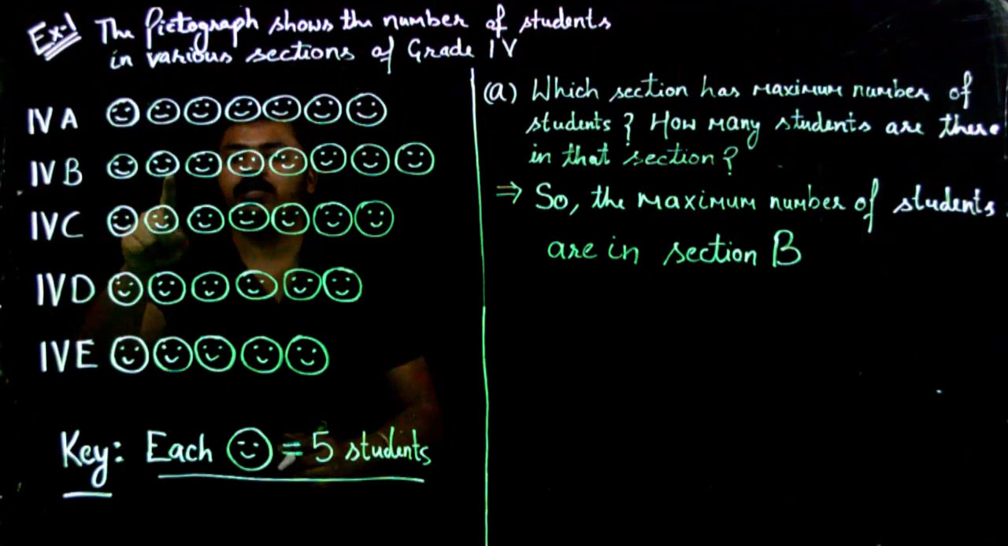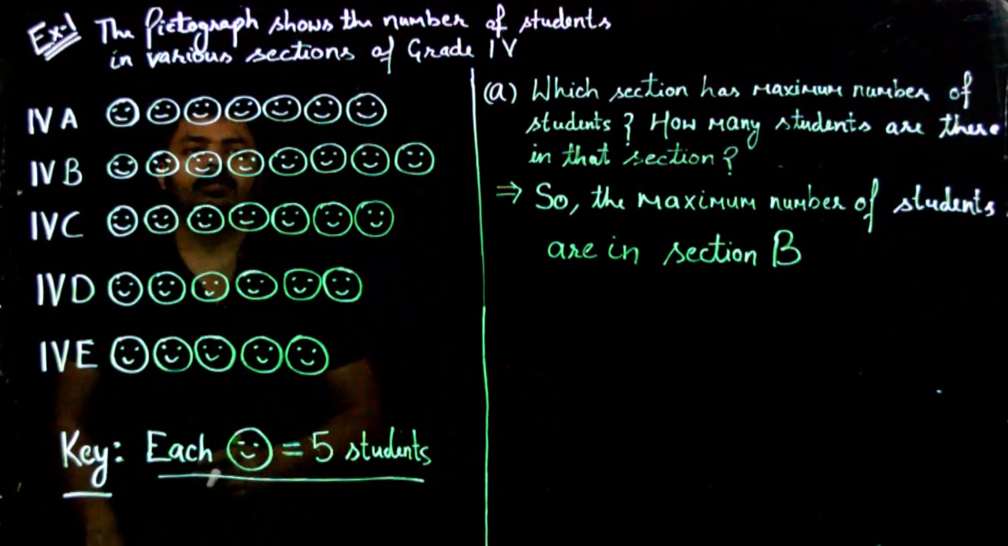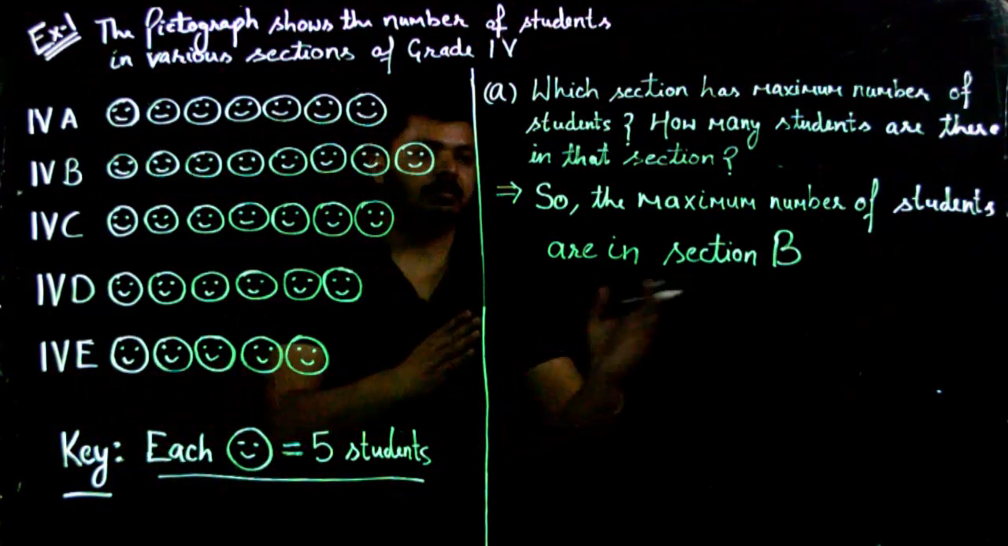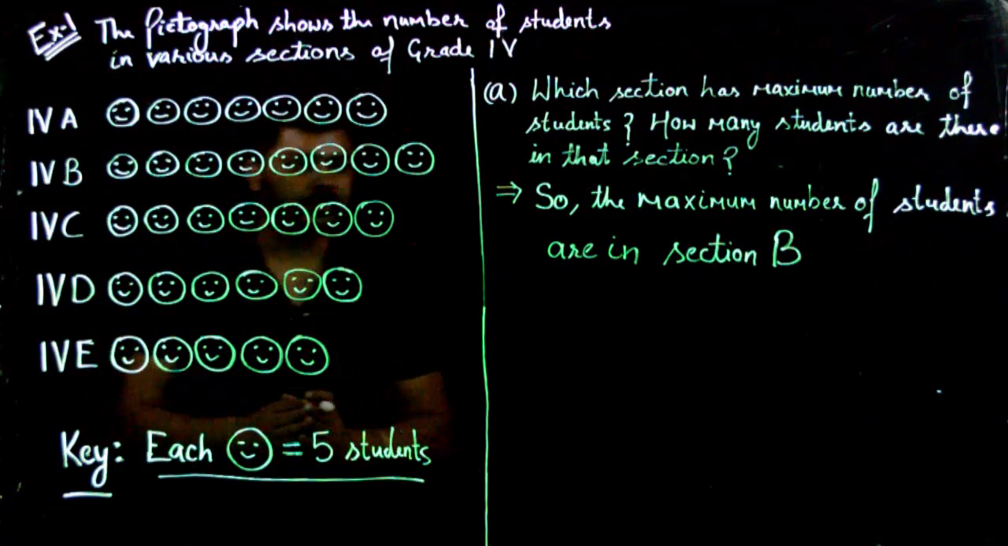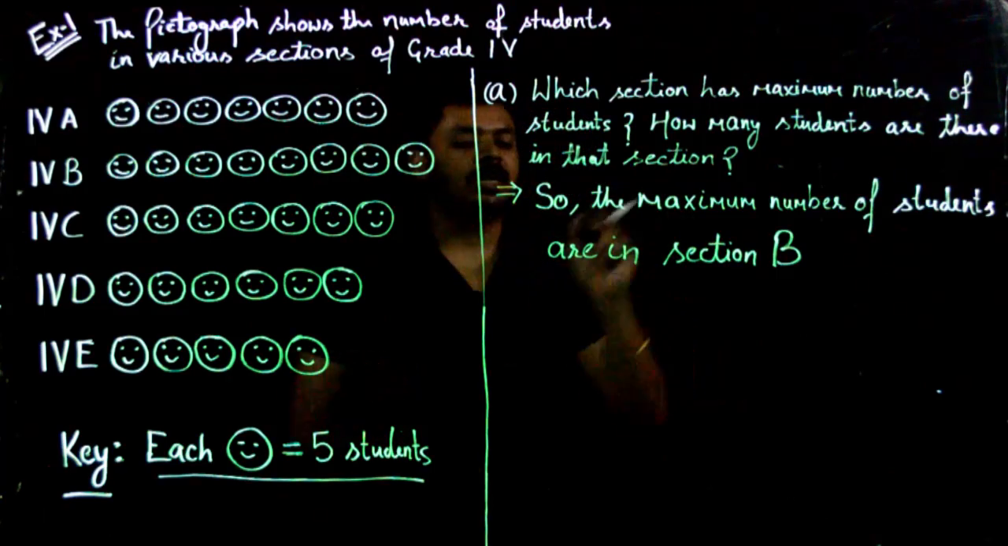Let's count 1, 2, 3, 4, 5, 6, 7, 8. So section B has 8 symbols. So we can say section B has maximum number of students as it has maximum number of symbols. So in second part, how many students are there in that section?